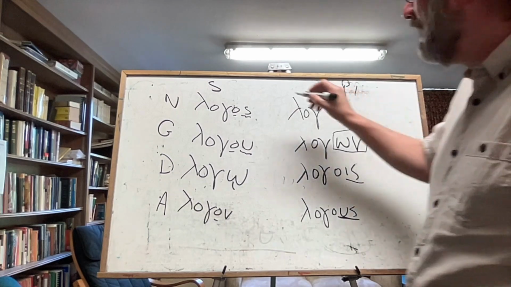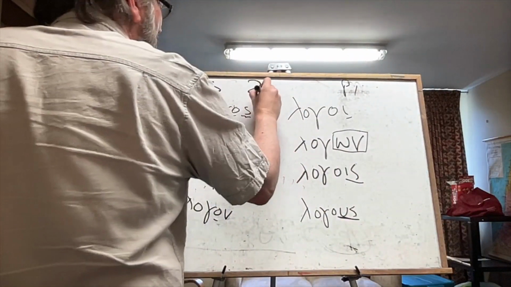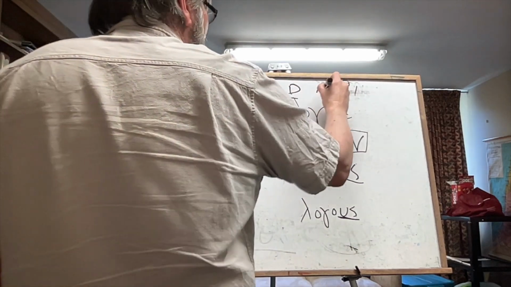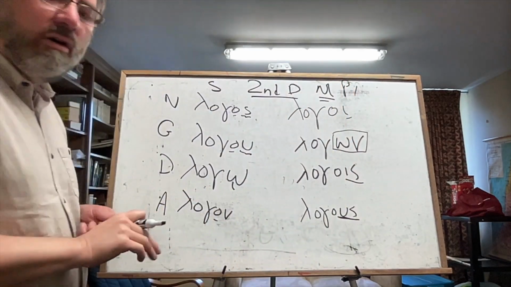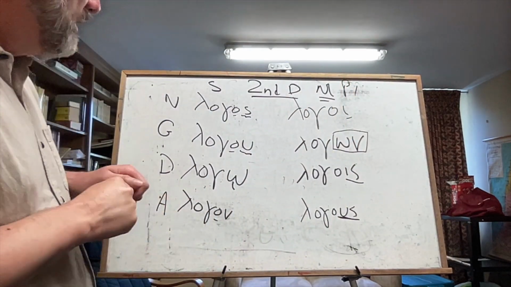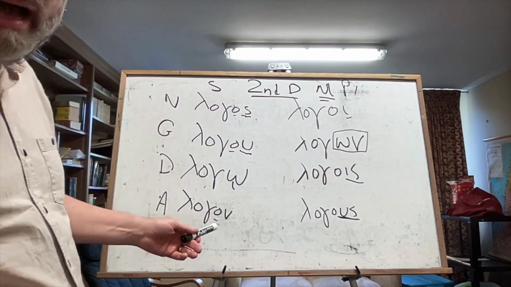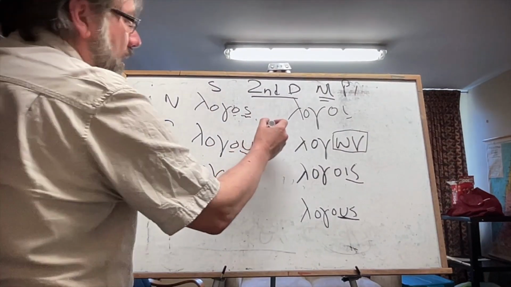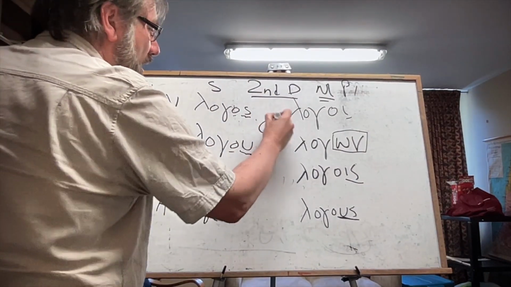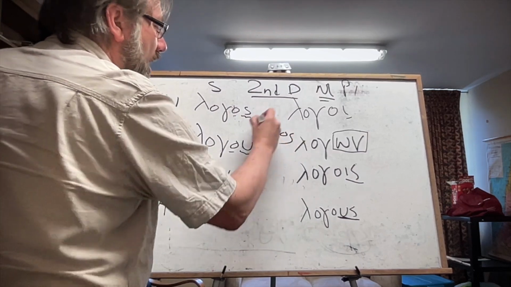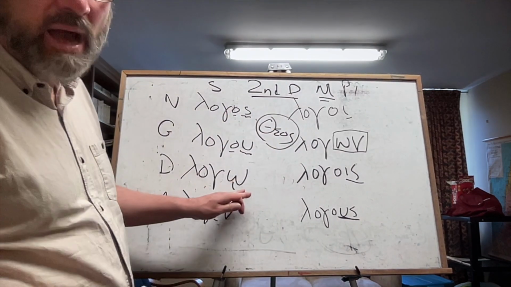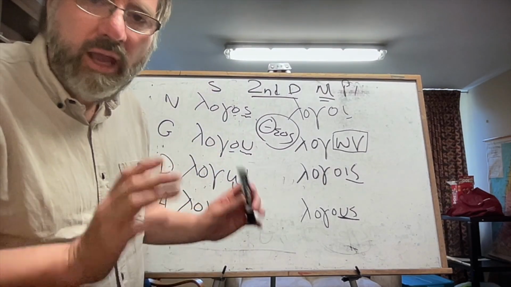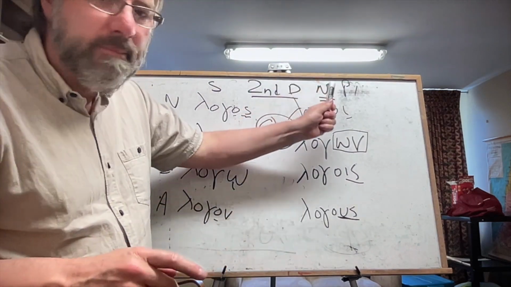So that is an example of a second declension noun, and that's masculine. All second declension nouns that are masculine will follow this pattern. So you can put in another second declension noun like theos, God, and that will follow the same pattern. Once you learn this pattern, you know it for every second declension masculine noun.